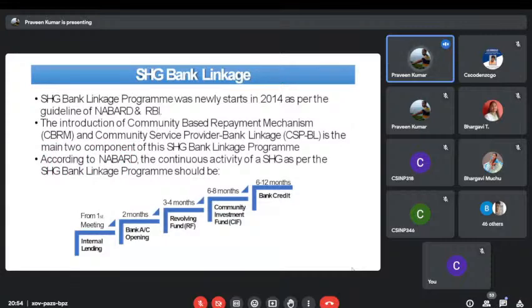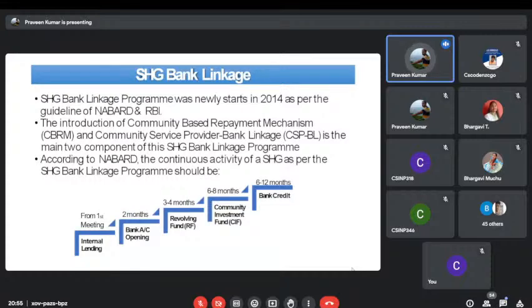Any bank. So the introduction of a payment mechanism and the community service provider linkage program are the two components of SHG banking. You will get bank credit, but for that you should have CBRM, the community-based recovery mechanism, where the branch manager sits on a weekly basis with all the members, with some of the staff, to talk about issues of bank repayment, savings, and so on. Only then will this SHG bank linkage be a success.